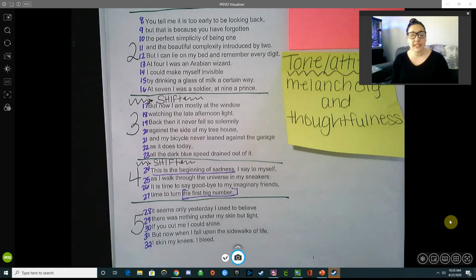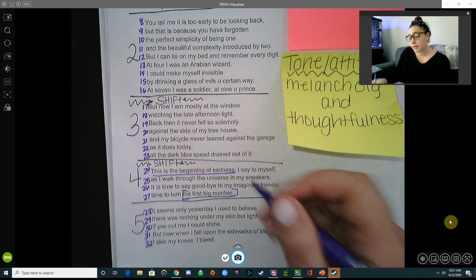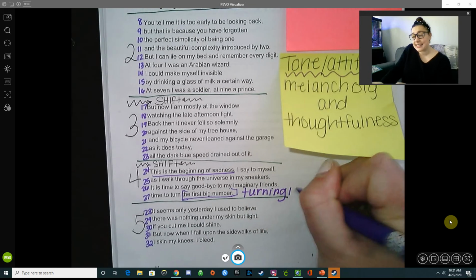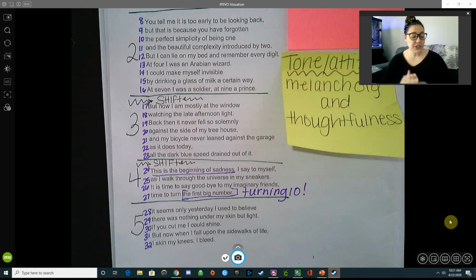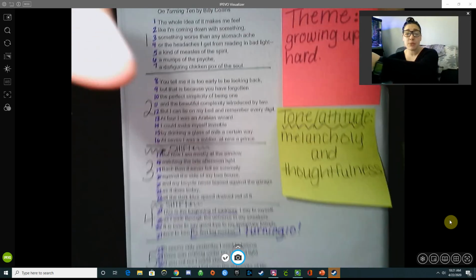And that new feeling in stanza 4 tells us right away, right by reading line 24, "This is the beginning of sadness, I say to myself." So he describes his new feeling of sadness. And he goes along to say that it's time to say goodbye to his imaginary friends. It's time to turn the first big number. And in this case, the first big number is turning 10. I hope we're getting this. Turning 10.